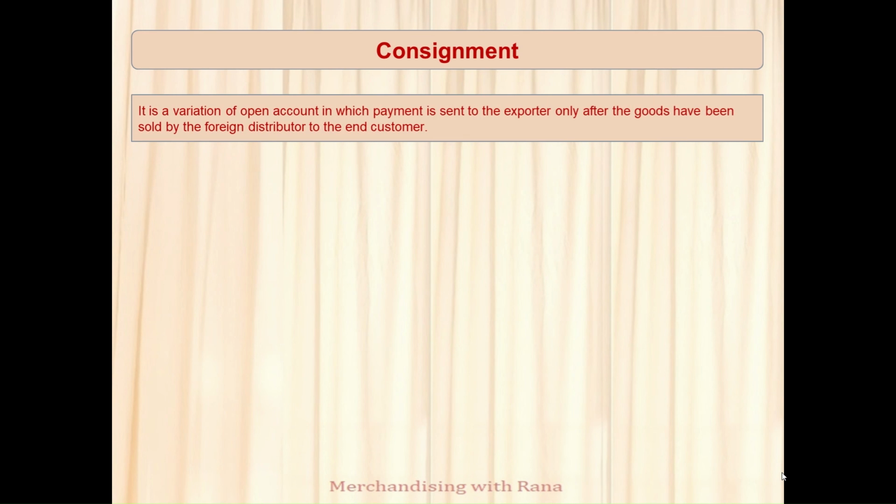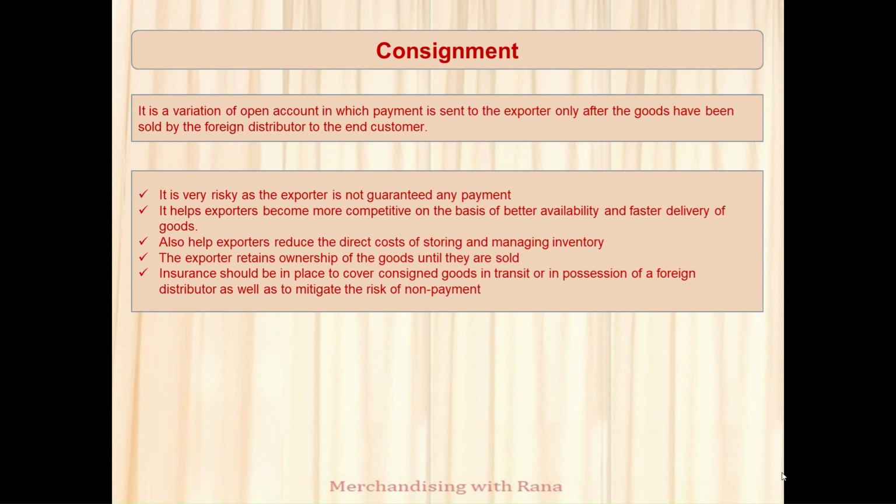Consignment is similar to open account, in which the payment is sent to the exporter only after the goods have been sold by the foreign distributor to the end customer. Let me tell you again, payment is done after selling the goods to the ultimate consumer. It is very risky as the exporter is not guaranteed any payment. It helps the exporter become more competitive on the basis of better availability and faster delivery of goods. It also helps the exporter reduce the direct cost of storing and managing inventory.